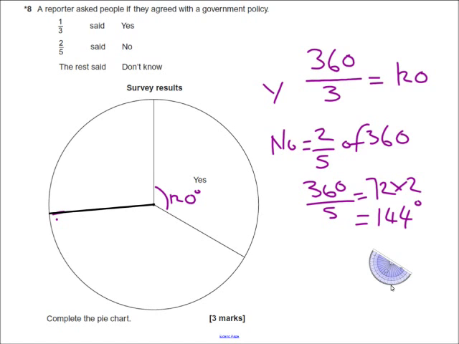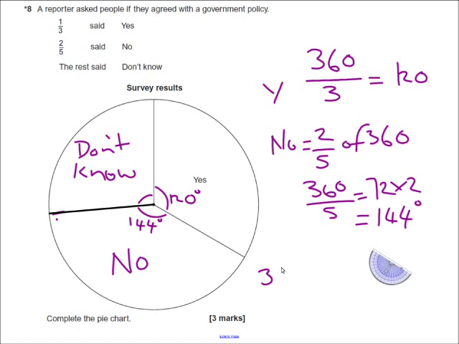So what I would be tempted to do is to draw in the angle 144 degrees to show the examiner I've measured it, and put in the no vote there. Now what's left is the don't knows. So write in don't know, and if you want to, you can write in the angle for the don't knows.